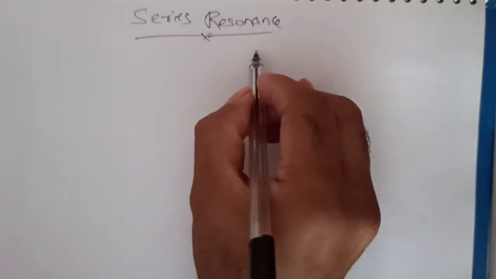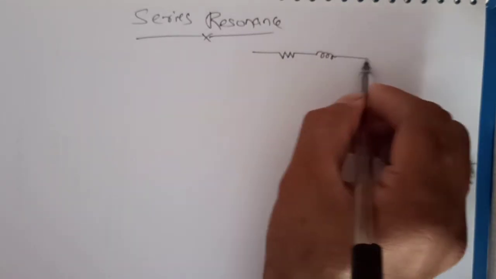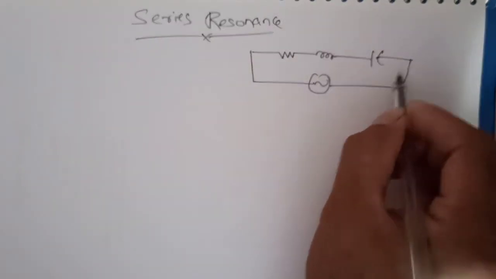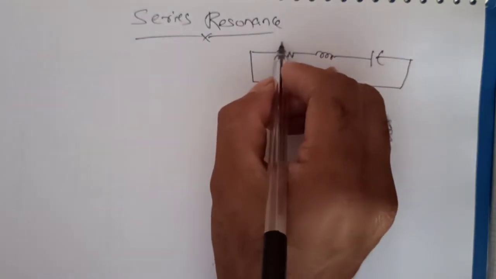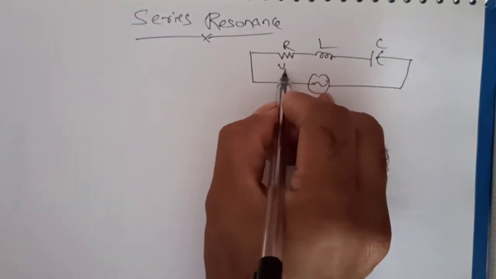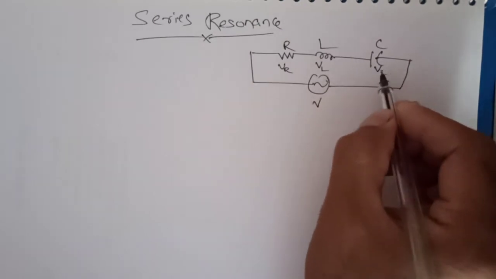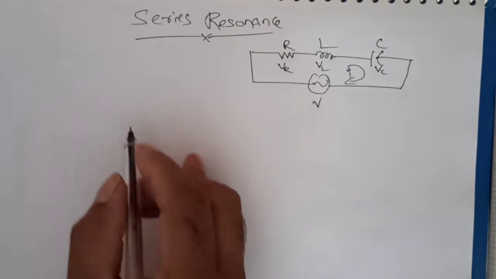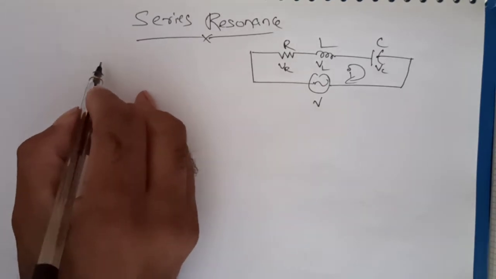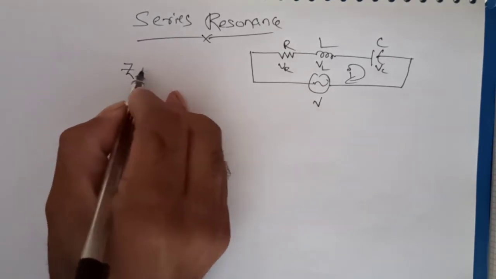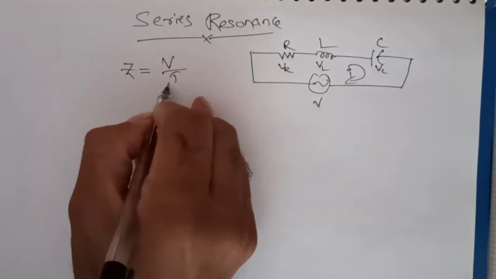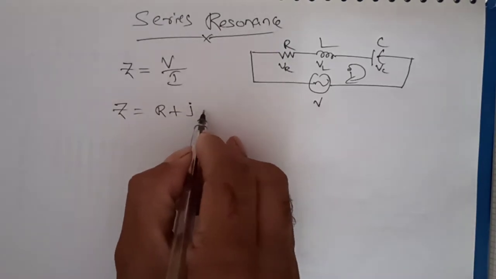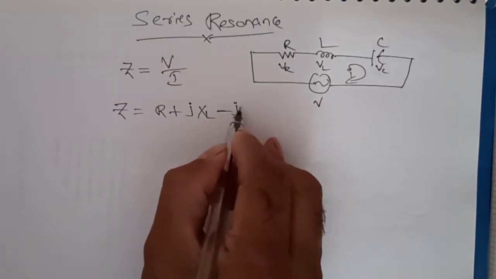Consider a series RLC circuit. These three are in series and driven by one alternating voltage source V. Let us assume the voltage across the resistor is VR, across the inductor VL, and across the capacitor VC, and let us assume a current I is passing through the circuit. Now, the total impedance offered by the series RLC circuit, denoted Z, is V by I, where Z equals R plus jXL minus jXC.